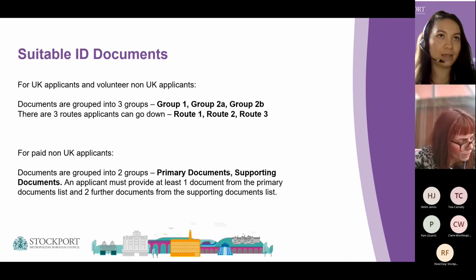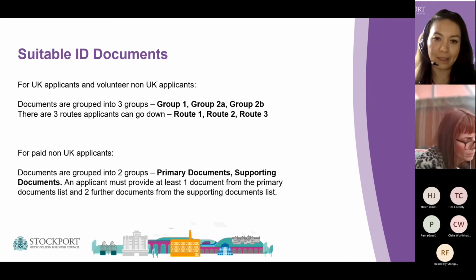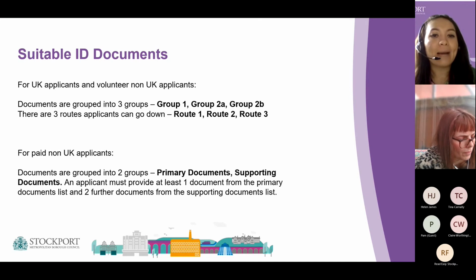There's different routes depending on if they're a UK or non-UK applicant. There's different groups of documents as well. For UK applicants and volunteer non-UK applicants, they need to provide 3 documents from these 3 groups, which is Group 1, Group 2A and Group 2B. And then there's 3 routes depending on what documents they can provide: Route 1, Route 2 and Route 3. I'll go over those in a second.